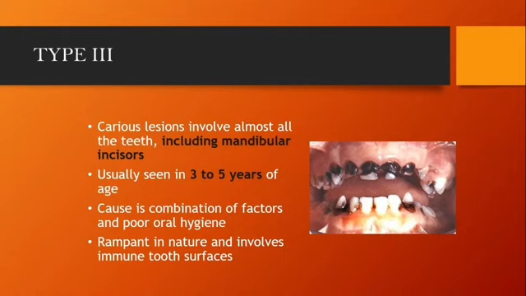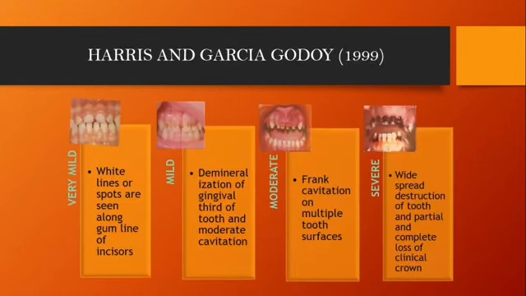The most severe form of early childhood caries is type 3. It includes all the teeth, including the mandibular incisors. Mandibular incisors are the spared ones, the least affected, but in type 3 early childhood caries these are also affected, and it is usually seen in children of 3 to 5 years of age. The cause is a combination of factors and poor oral hygiene. It is very rampant in nature, which means it is very fast growing and it involves immune tooth surfaces too.